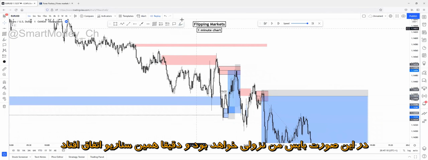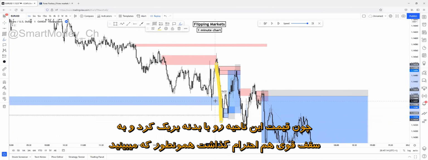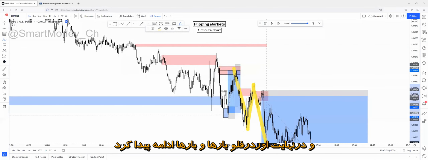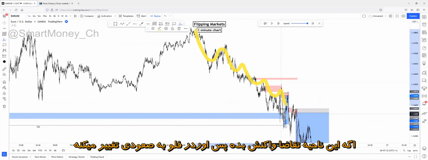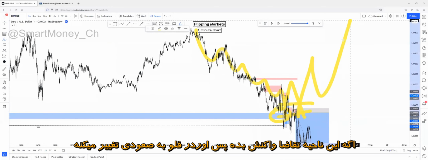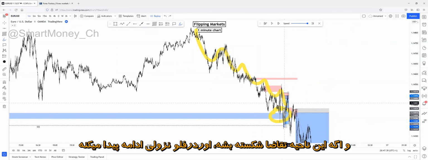And the exact same scenario happened, because price broke below this with a body closure candle, and the strong high was being respected here, as you can see, and the order flow was being continued over and over again. Just look at the order flow at this region. It's bearish. If this demand zone gives you a reaction, then the order flow will be changed to bullish. If this demand zone breaks, then the order flow, which is bearish, will be continued.